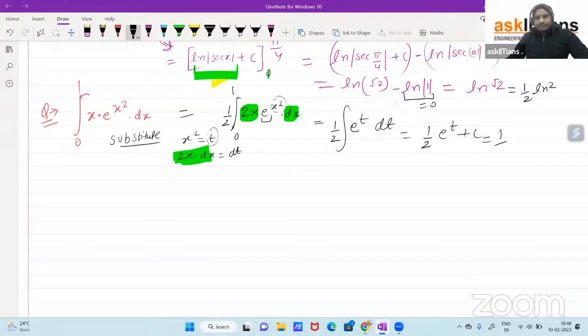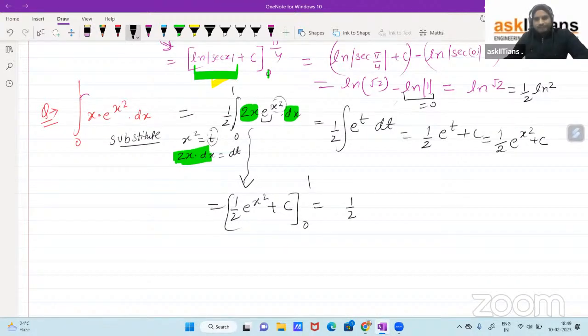So basically this integration is half of e power x square plus c, and your limits are from 0 to 1. Now it will be half, put the upper limit here, e power of 1 square is e only, plus c, minus the lower limit here, 1 by 2 e power 0 square is 0 only, plus c.